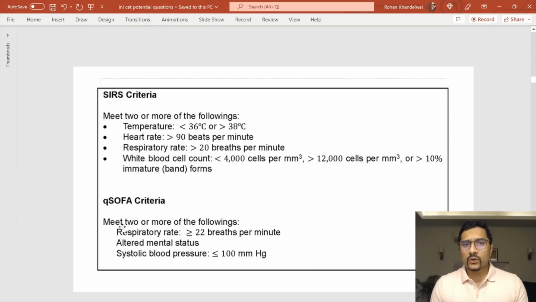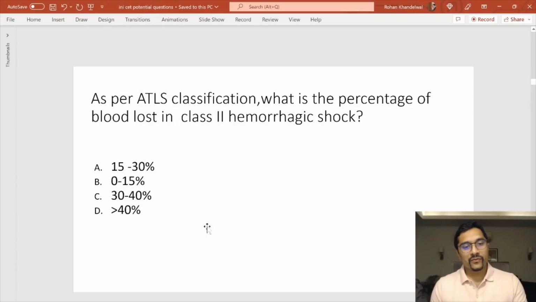You should also know the qSOFA criteria. In qSOFA the respiratory rate is more than 22, whereas in SIRS it is more than 20. So please don't get confused, as usually this is what is the answer in the question.